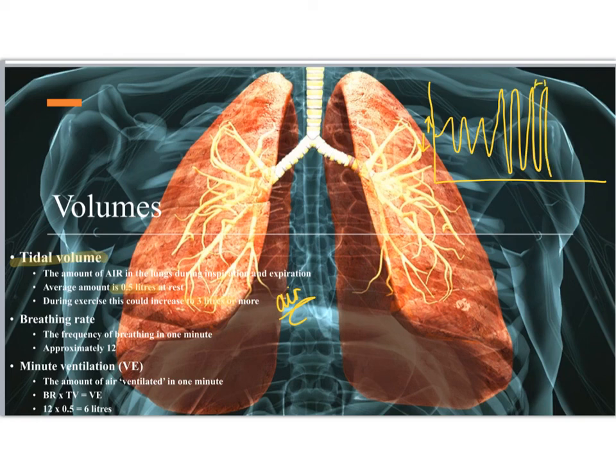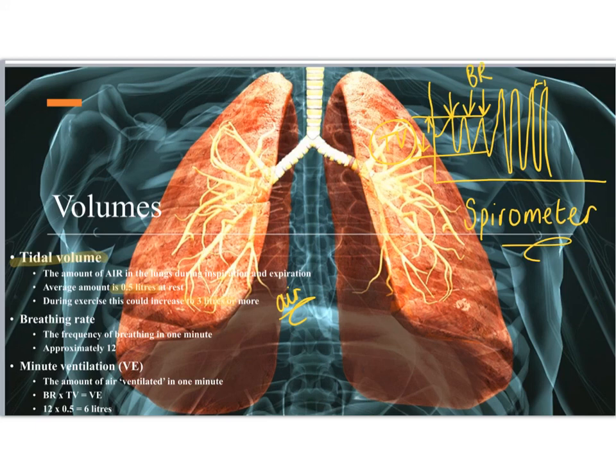And this is called a spirometer. That's a spirometer graph. And this is showing tidal volume, the amount of air you're breathing in and out. This shows the frequency or the breathing rate.